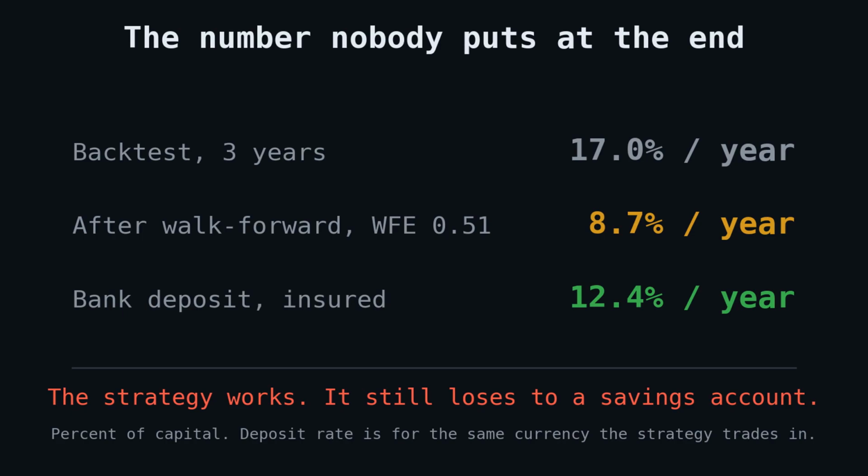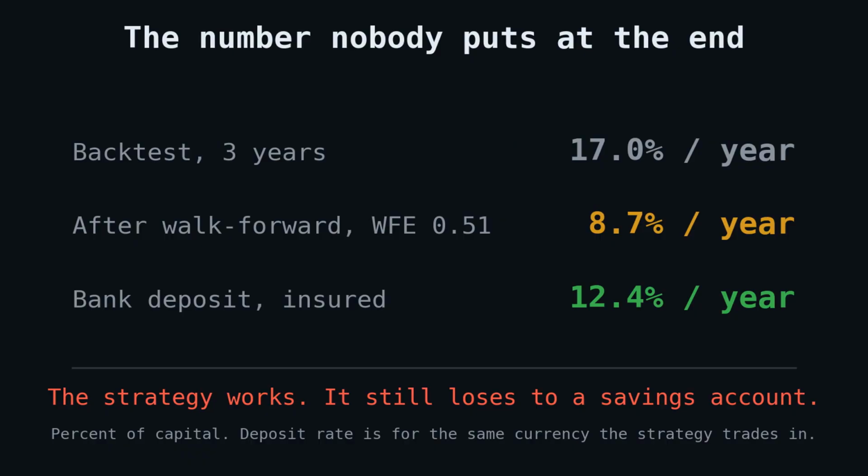One more number, and it's the one that matters most. Walk forward analysis. Re-optimizing on a rolling window and testing only on data the optimizer never saw gave an efficiency of 0.51. Forward expectation is about half the backtest. That's roughly 9% a year. A bank deposit in the same currency pays 12.4% right now. Government insured. No drawdown. No 5-month flat periods.